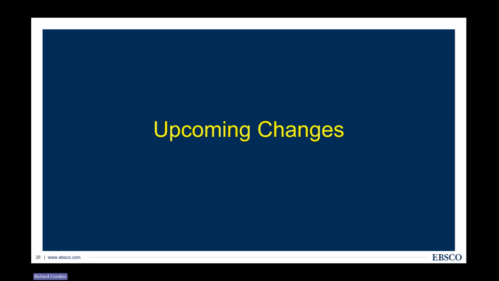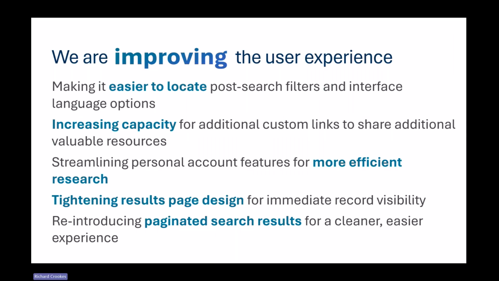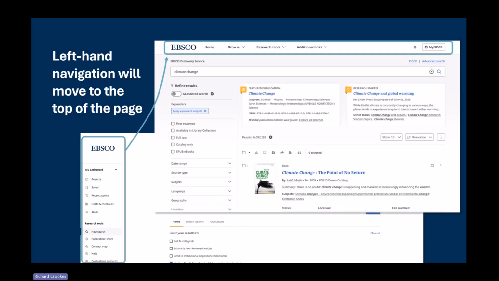So just before we finish, I know we're about done, some upcoming changes. We are improving the user experience, making it easier to locate post-search filters and interface language options, for example, increasing the capacity for additional links, streamlining personal account features for more efficient researching, and tightening the results page design to improve visibility. We are also going to reintroduce paginated search results for a cleaner, easier experience, so you can navigate between pages much more easily than currently. This is coming in July, I believe, possibly later this month, but certainly by July.